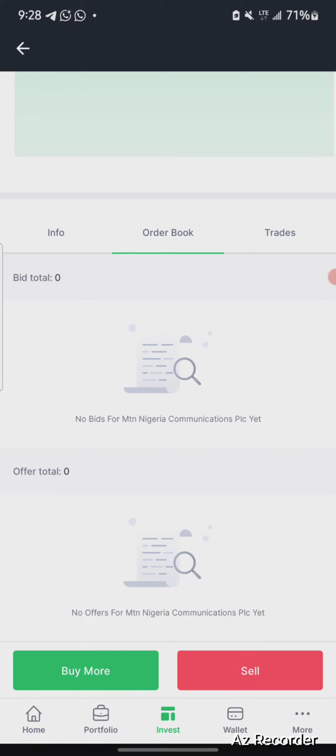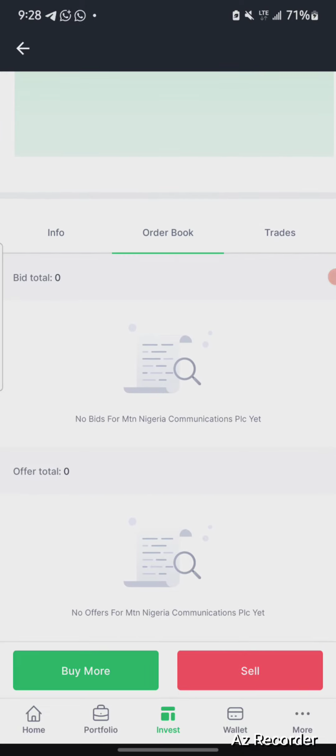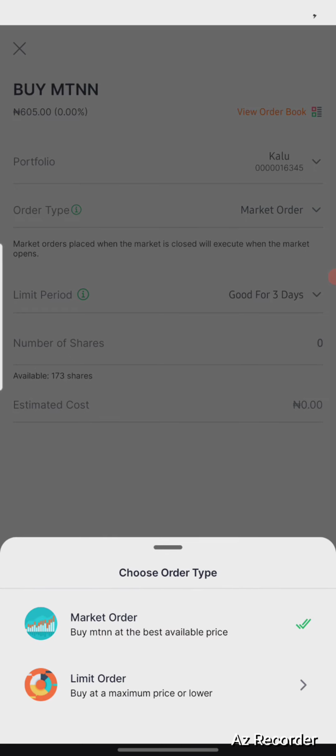So let's do that for example now. Like I said, the offer total here is 600, the market price is 605. So we are buying with the offer total. We are going to buy with limit order. So you click on buy more. As you can see here, there is order type. Under order type, you see market order, then you click on that market order and you will see limit order here.